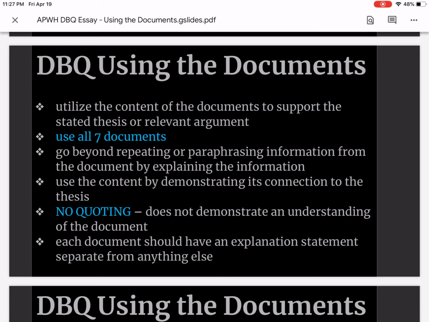Okay, first let's talk about using the documents. You must utilize the content of the documents to support your thesis, or in other words, your argument. Make sure you understand that thesis and argument are synonymous of each other when talking about the AP World History DBQ essay. So you must utilize the content of the documents, and you must use all 7 documents.